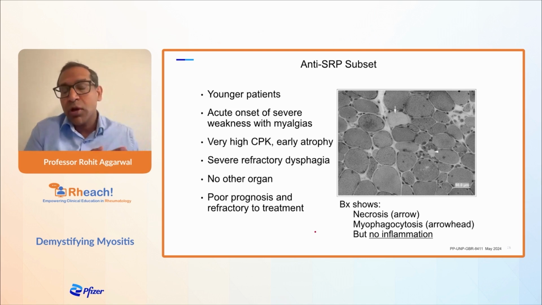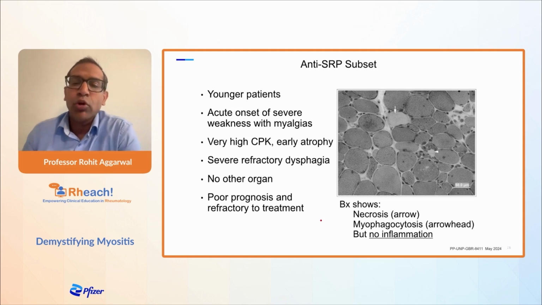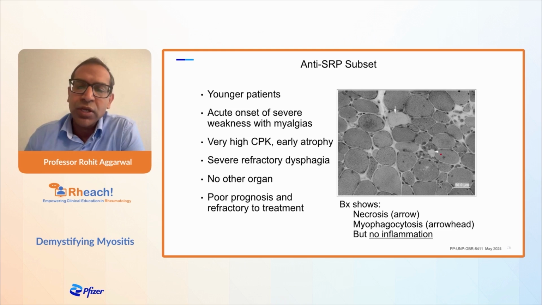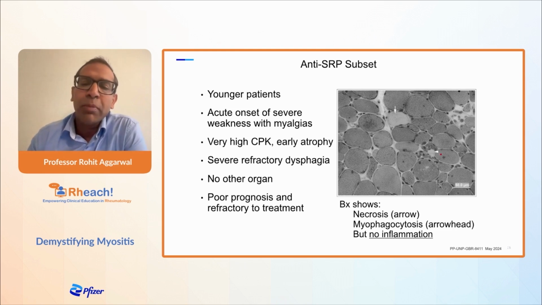Almost all my patients who come in a wheelchair are SRP antibody, and that's why it's so important to recognize this subset early by doing autoantibody testing and treating them aggressively, because if you do that, then they tend to do better. If you look at their muscle biopsy, you see acutely necrotic fibers as shown in the figure, but very little or no inflammation. And also you see macrophages coming up and eating those necrotic fibers, cleaning them up, called myophagocytosis.